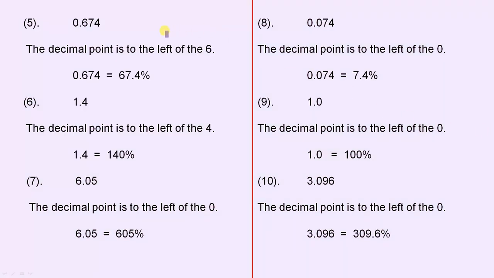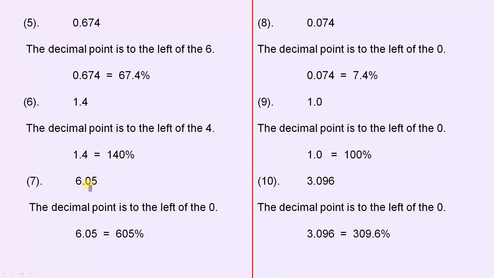Next example, 0.674. The decimal point is to the left of the 6. Move it 2 places to the right. 1, 2, the answer is 67.4%. 1.4, the decimal point is to the left of the 4. There it is there. Move it 2 places to the right. 1, 2. So you see what we've done? Just add an extra 0. You're allowed to do that when you're moving the decimal points. So that gives you 140%. So decimals can go over 1 and percentages can go over 100.